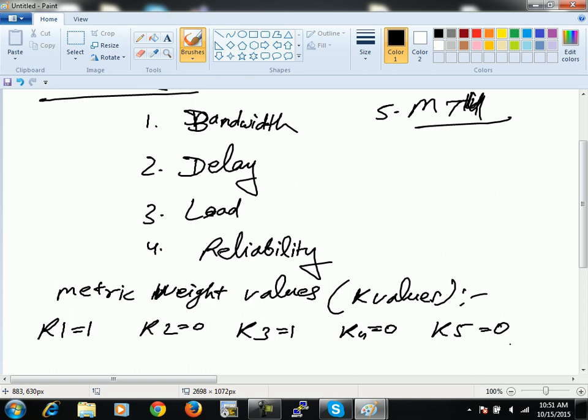If K2 is equal to 0, then it does not consider load. You know why? Because if K2 is equal to 0, then in the formula it will make this load value 0 as well. Because if you multiply 0 by any number, it will make it 0. So that is why it will not consider load for metric calculation.